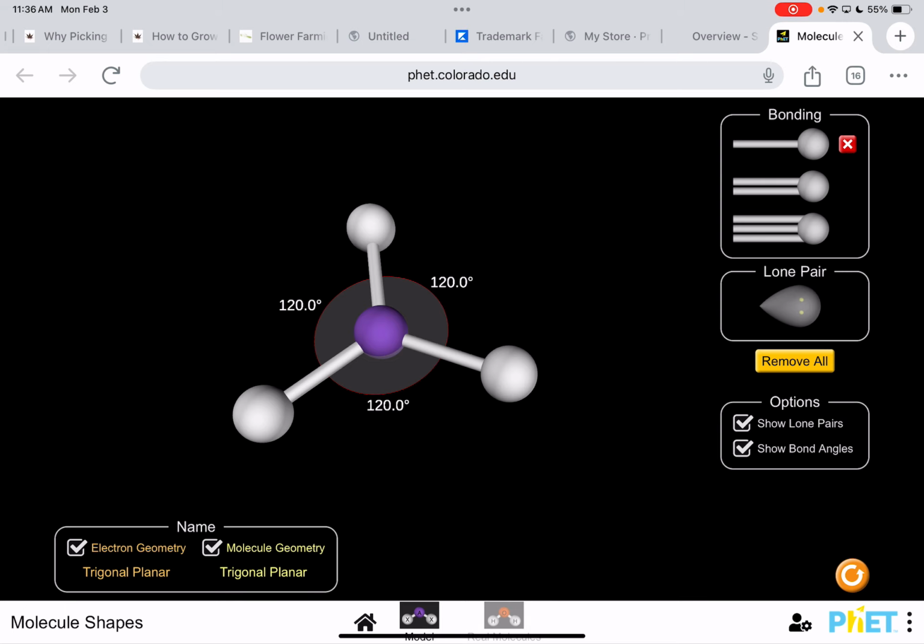Again, because there are no lone pairs on the central atom, the way the electrons are arranged is the same way that the atoms are arranged, because they all have an atom tacked onto those electrons. And so the name of how the electrons are arranged and the name of how the atoms are arranged are the same, trigonal planar. The angles are 120, just like if you had a triangle, 360 divided by 3.